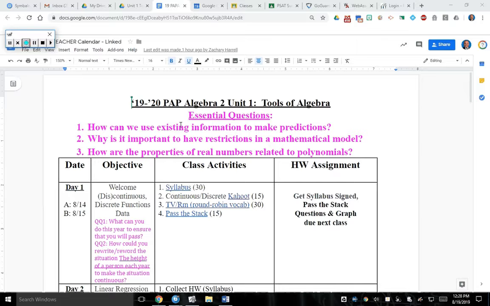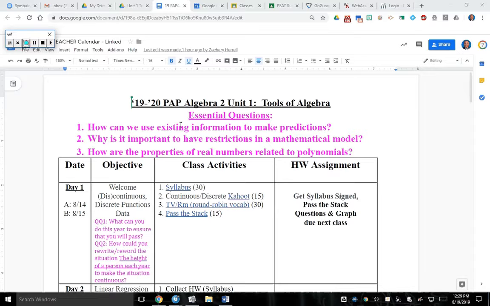I have here up on the board, where you can't see on the video right now, the quality questions. How can we use existing info to make predictions? Are there limitations on how we can use regression to make predictions? Those are two big questions that we're thinking about today. Also over here shows basically the plan of the day of what we're doing.